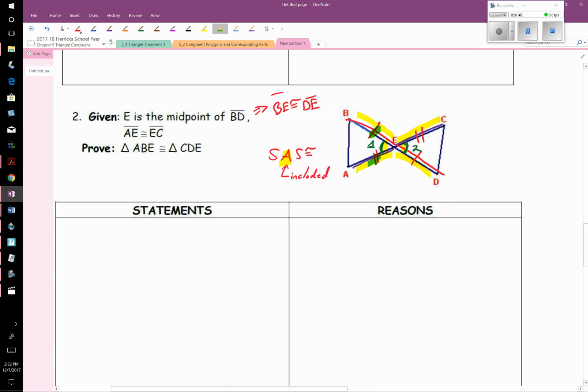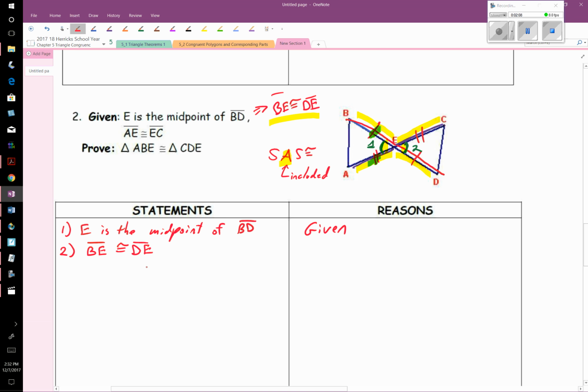Okay, so let's get started. Let's write one of the givens. E is the midpoint of BD, given, and I have to use that right away. I want to use the result of that, and the result of that is this. BE is congruent to DE.